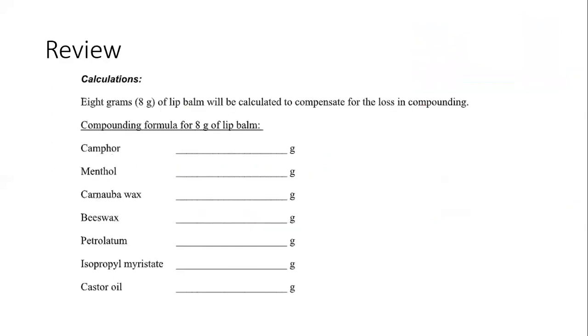And now finally, before we move forward to compounding the prescription, we want to make sure we have calculated everything we need and go over our answers one final time. So for 8 grams of lip balm, we need 0.04 grams of camphor, 0.04 grams of menthol, 0.8 grams of carnauba wax, 0.8 grams of beeswax, 0.8 grams of petrolatum, 1.2 grams of isopropyl myristate, and 4.32 grams of castor oil.